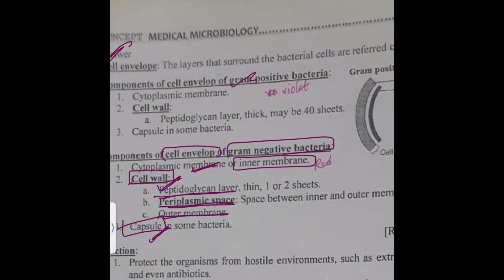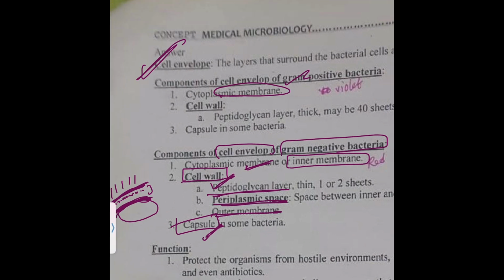And in case of gram positive, there is a cytoplasmic membrane, and the cell wall is composed just of the peptidoglycan layer. There is no outer membrane, and capsule can be present in some bacteria. Clear? You know the functions. They are for protection, responsible for metabolic processes, for transfer, for attachment. Cell wall is made up of peptidoglycan layer, teichoic acid in case of gram positive.